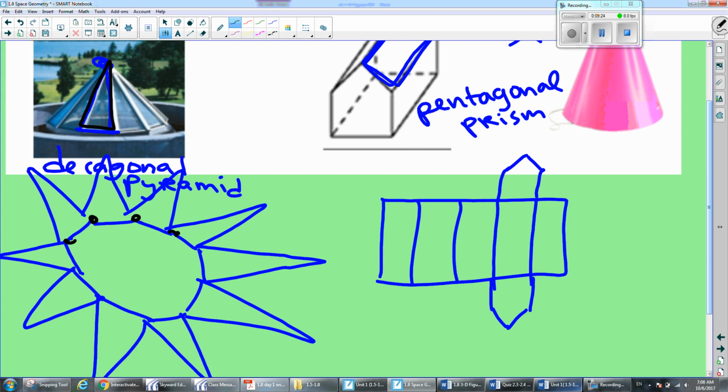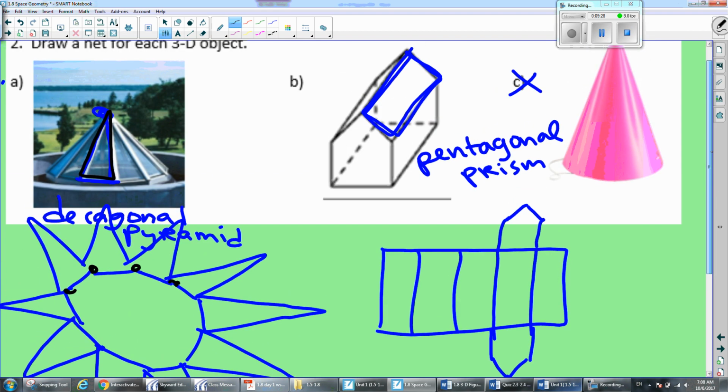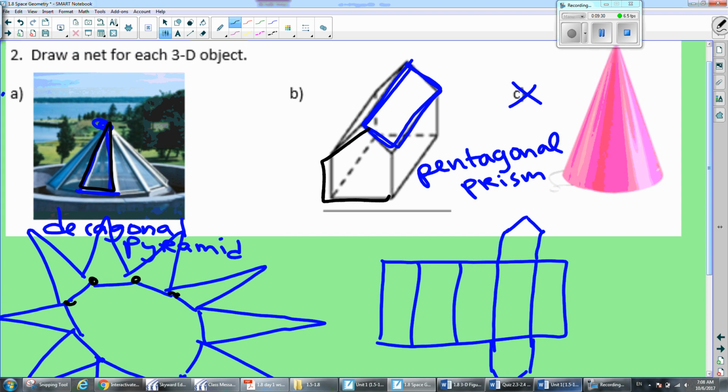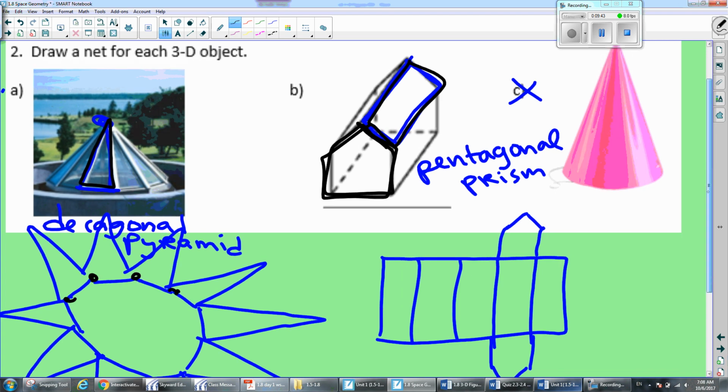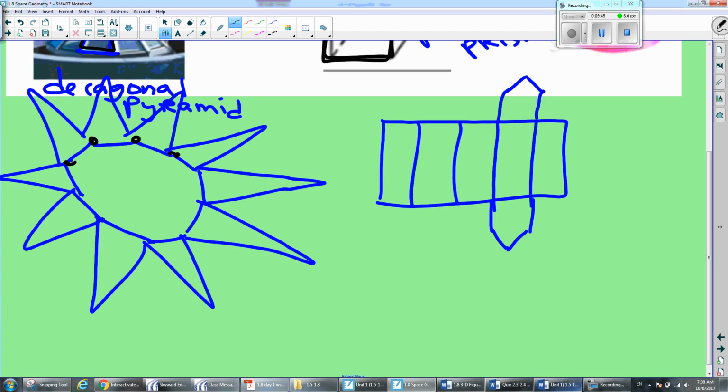For the second one, we had a pentagonal prism. Right, your 2 congruent bases were pentagons here. Okay, so you would need 5 of these rectangles wrapping around the pentagon. So if you drew 5 of those rectangles, there are my 2 pentagons here. That would fold up into a pentagonal prism.